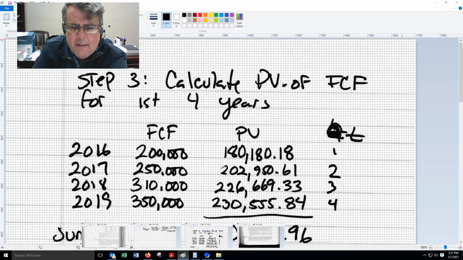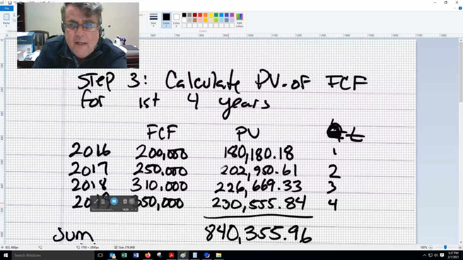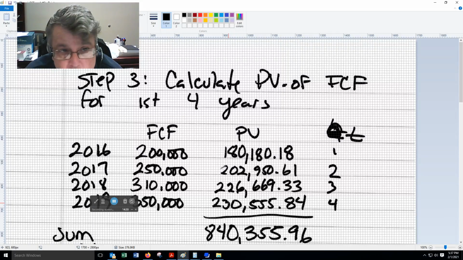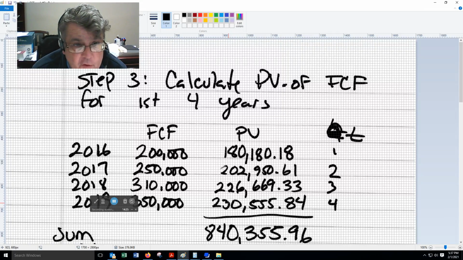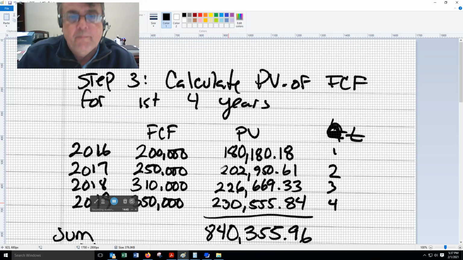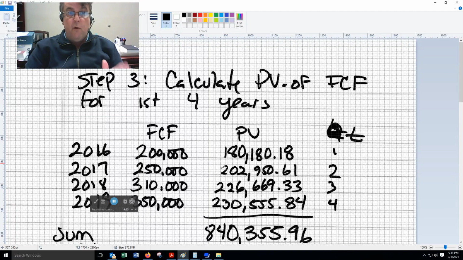Step 3, we're going to calculate the present value of the future cash flows for the first 4 years. Remember, in the text, they said that we generally estimate them for the first 5 years and then assume there's a constant growth rate of those future cash flows after the year 5. Okay, it's just the way they do it. Now, we've got to calculate the other 4 present values for the other 4 cash flows.